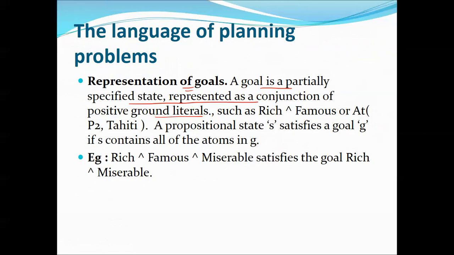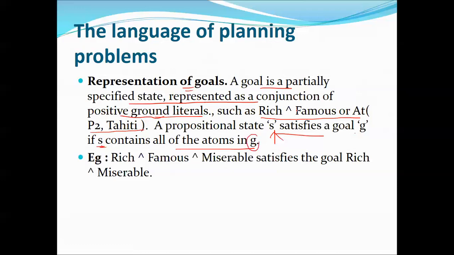A goal is a partially specified state, represented as a conjunction of positive ground literals. For example, a statement like "Rich and Famous and At(P2, Tahiti)". A propositional state S satisfies a goal G if S contains all of the atoms in G. So what does it mean? A propositional state S satisfies a goal G if S contains all of the atoms in G.